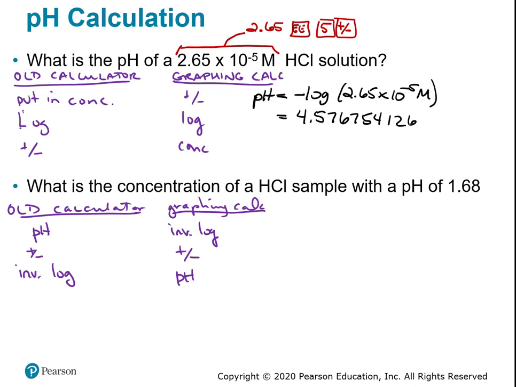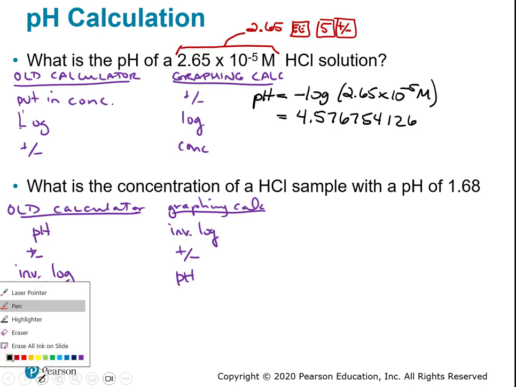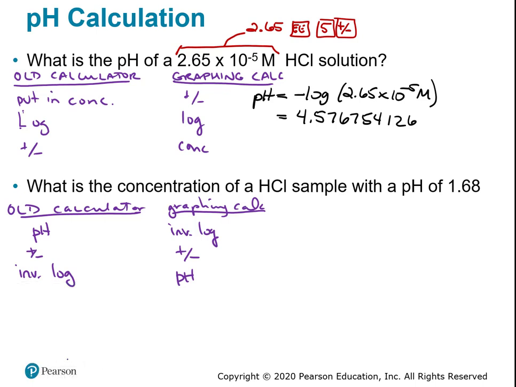Okay. So in the graphing, the big thing, 1, you got to make sure you put your exponents in right, and then 2, make sure you do it in the right order. So how many significant figures in this answer? There should be 3, right? Because 2.65 has 3 significant figures. So the 4.57, next number is a 6, so what does it do? Rounds up, so it's 4.58.